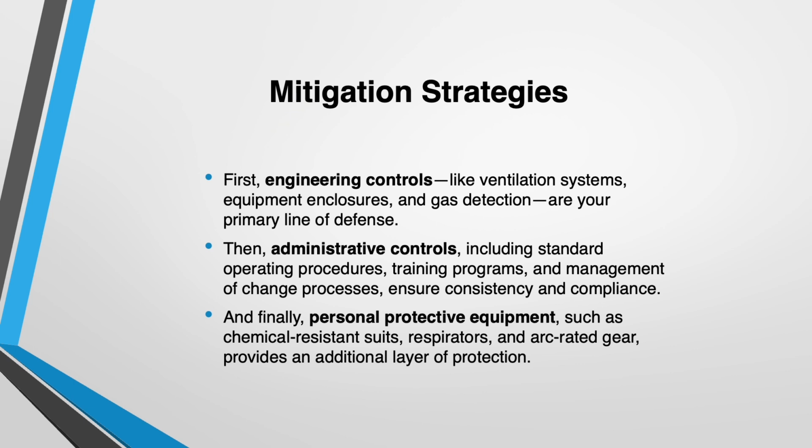Managing these risks requires a layered approach. First, engineering controls like ventilation systems, equipment enclosures, and gas detection are a primary line of defense. Then, administrative controls, including standard operating procedures, training programs, and management of change processes, ensure consistency and compliance. And finally, personal protective equipment such as chemical-resistant suits, respirators, and arc-rated gear provides an additional layer of protection. All of this should follow the hierarchy of controls, prioritizing elimination and engineering solutions before relying on PPE.